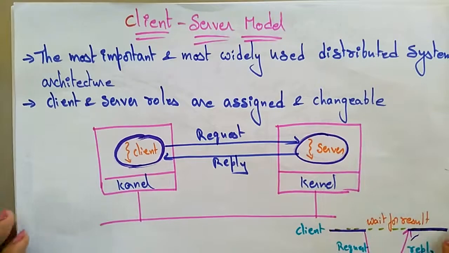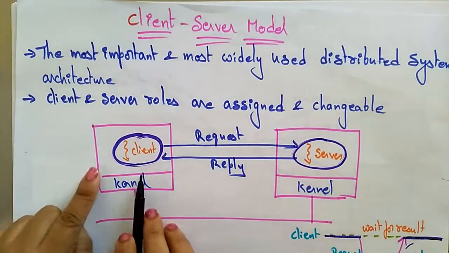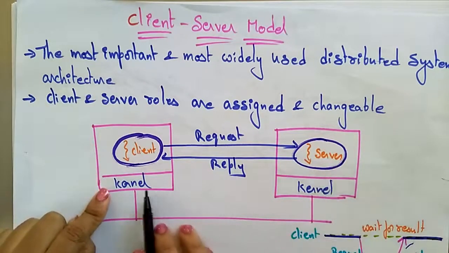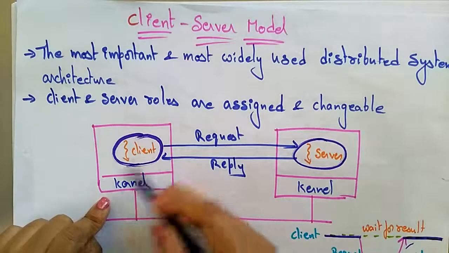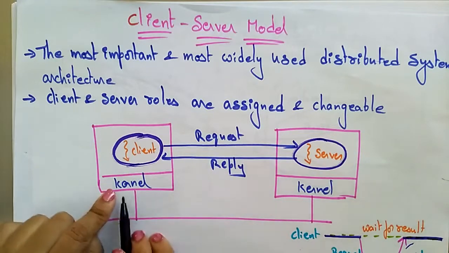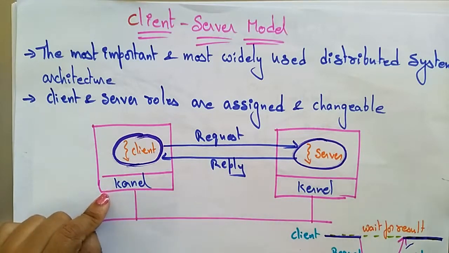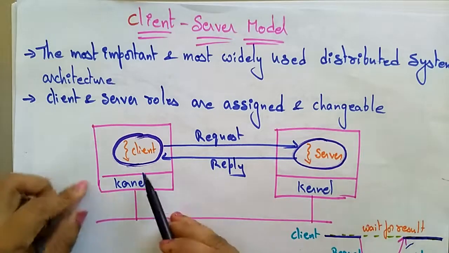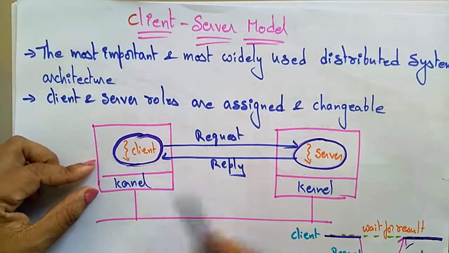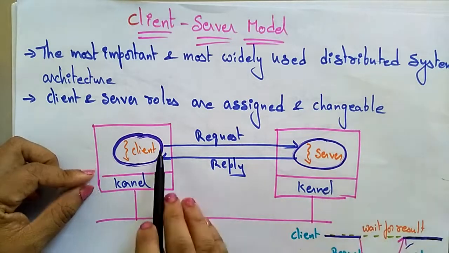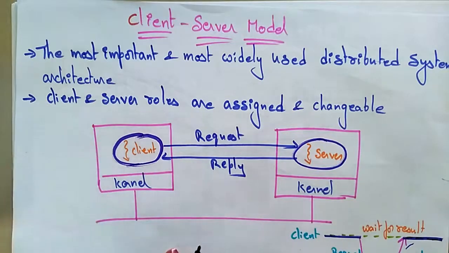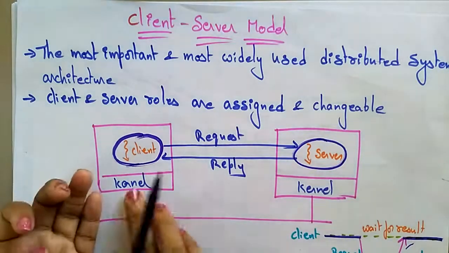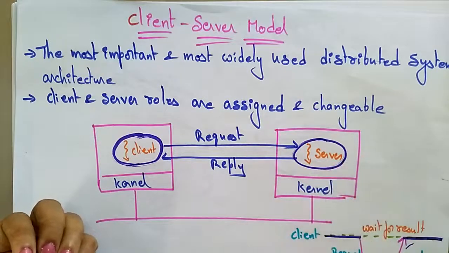Let's see the diagram here. This is the client system and the server system, each having its kernel. The kernel is an important component in the operating system which is capable of managing all the devices in the computer. The client is going to request the server and the server is going to reply to the client. Not only a single client, multiple clients may be present. Each client requests and the server has to respond.